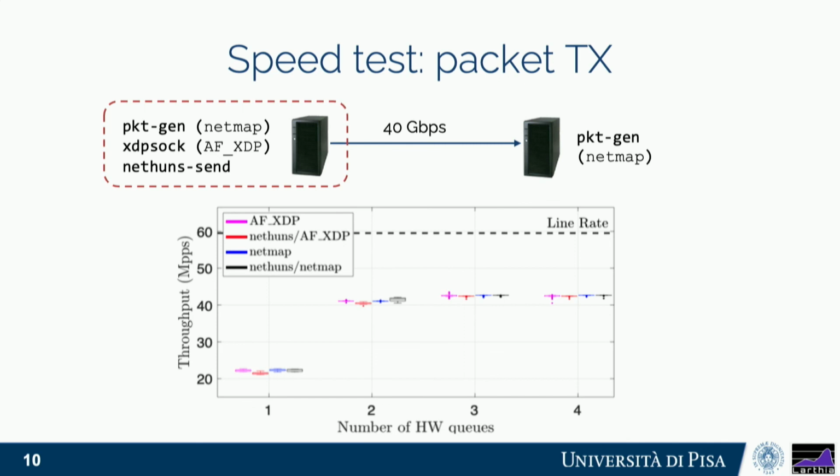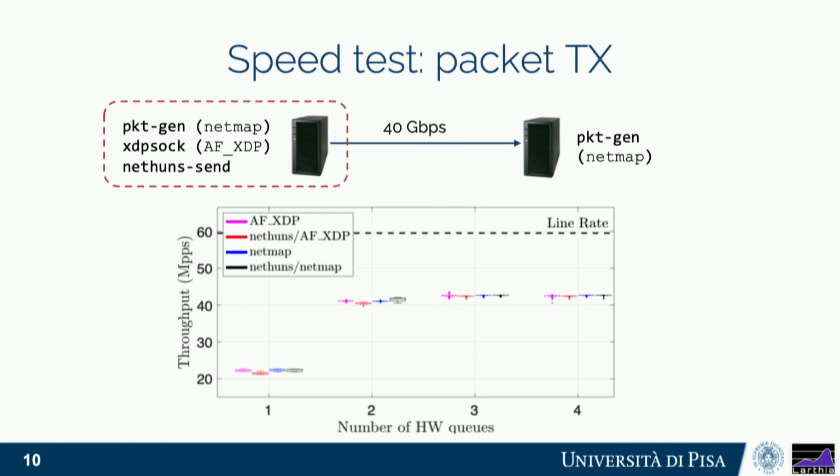Okay, so we are testing both directions, sending and receiving. Let's start with the sending. When I transmit packets, we try to send as many packets as possible over 40 gigabit links between the two servers. The two servers have 8 cores, and of course they have Intel 40 gigabit multi-queue interfaces. So we run pkt-gen and xdpsock for plain Netmap and AF_XDP, plus Nethuns Send, and we see the result. The important thing is we would like not to see any overhead, or at least to keep the overhead as small as possible.